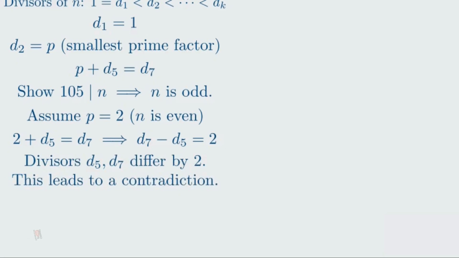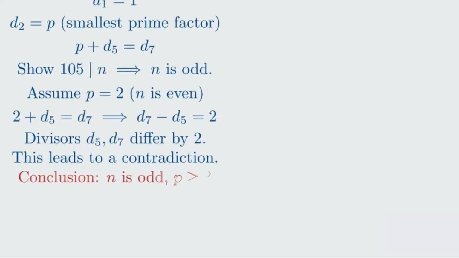This tells us that d5 and d7 are divisors of n that differ by exactly 2. By analyzing the possible divisors of an even number and using parity arguments, we can show that having the fifth and seventh divisors differ by exactly 2 forces a contradiction with the sequence of divisors. Therefore, n cannot be even. The smallest prime factor p must be an odd prime.